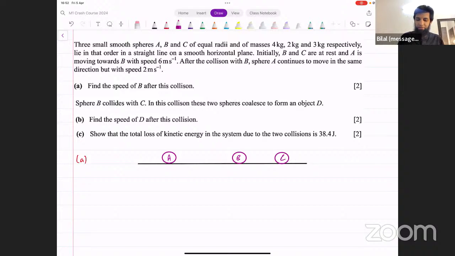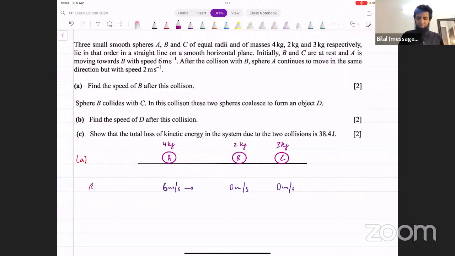Now, what are the masses that we're given? We're given that A has a mass of 4 kilograms, B has a mass of 2 kilograms, and C has a mass of 3 kilograms. We have their masses given. Initially, B and C are at rest. So B and C, both of them are at rest. The velocity of B is 0. The velocity of C is also 0. And A is moving towards B at a speed of 6 meters per second. So A is moving towards B. A is moving to the right, like this.